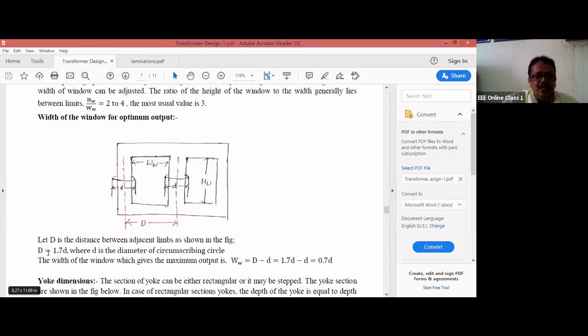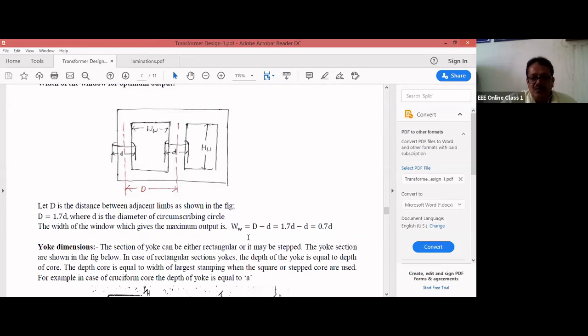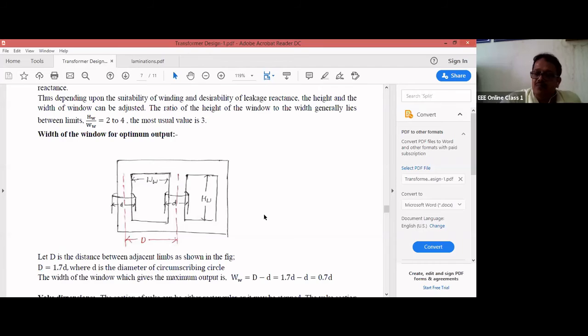D is equal to 1.70 d, where D is the distance between adjacent limbs, and this small d is nothing but the diameter of the circumscribing circle. So the width of the window which gives the maximum output, I can write W is equal to capital D minus small d. 1.7 d minus d, what do you get? 0.70. So the width of the window which gives the maximum output is W is equal to 0.7 d. Once again, this value will be used in solving problems. That is regarding the width of the window for optimum output.